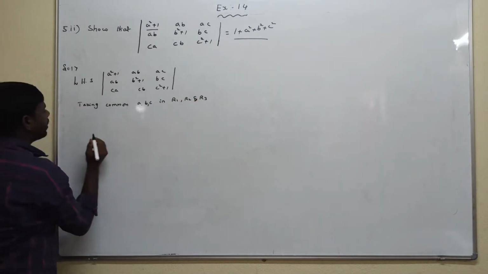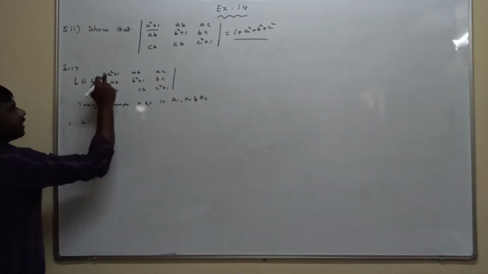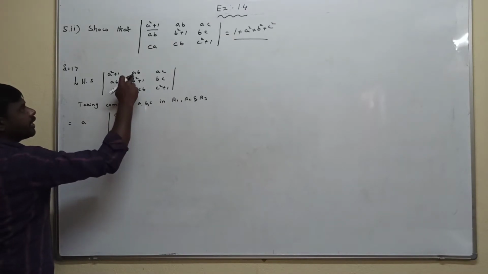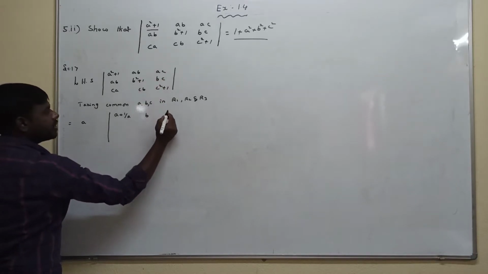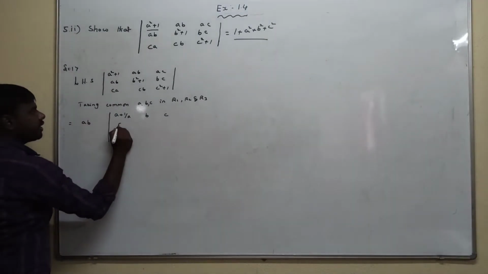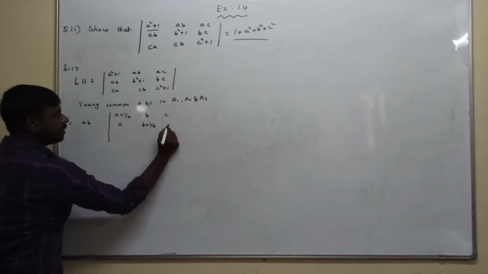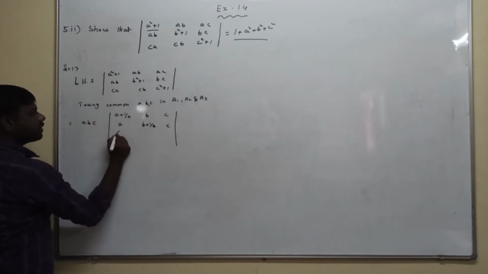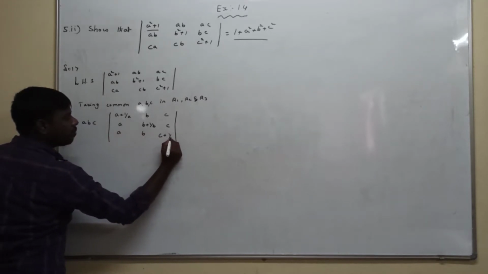First row taking common A, the left over element is A plus 1 by A. Taking A common, what is the left over element here? B. Taking A common, what is the left over element? C. Second row taking common B, the left over element is A, here B plus 1 by B, here C. Third row taking common C, the left over element is A, B, C plus 1 by C.